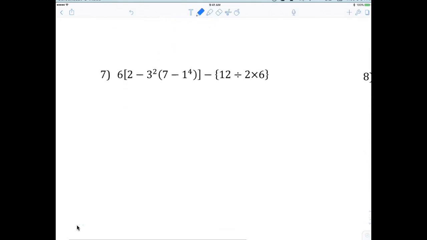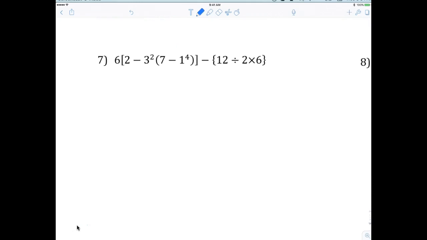All right, now on number 7, I just tried to throw different types of parentheses in to try to throw you off. The parentheses are all the same, correct? All right. So now what we need is in here first. I have to do 1 to the 4th first, which is what?